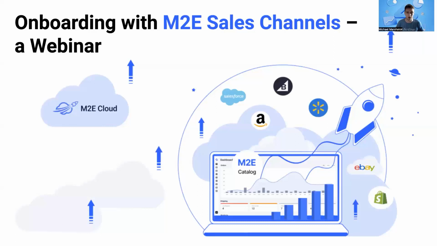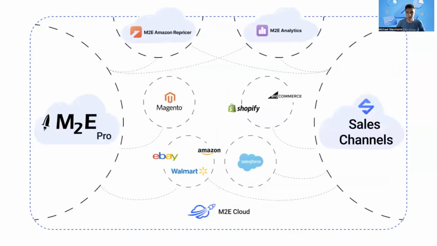So let's explore the M2E ecosystem and its remarkable features. On this scheme, you can see our products and the channels they seamlessly connect with. We currently have 4 products within our ecosystem. As you can see, it's M2E Pro, M2E Amazon Repricer, M2E Analytics, and M2E Sales Channels. However, we are continuously expanding with more exciting additions on the horizon.